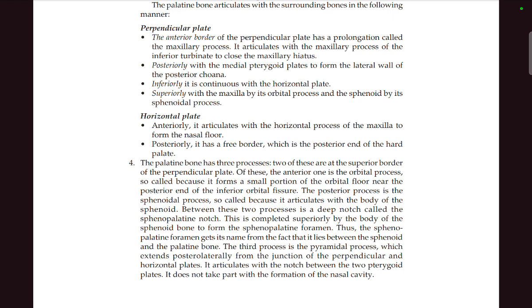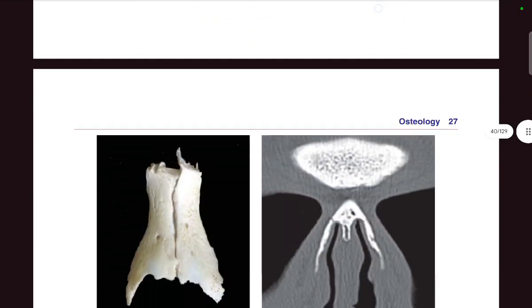This is completed superiorly by the body of the sphenoid bone to form the sphenopalatine foramen. Thus, the sphenopalatine foramen gets its name from the fact that it lies between the sphenoid and the palatine bone. The third process is the pyramidal process, which extends posterolaterally from the junction of the perpendicular and horizontal plates. It articulates with the notch between the two pterygoid plates. It does not take part in the formation of the nasal cavity.